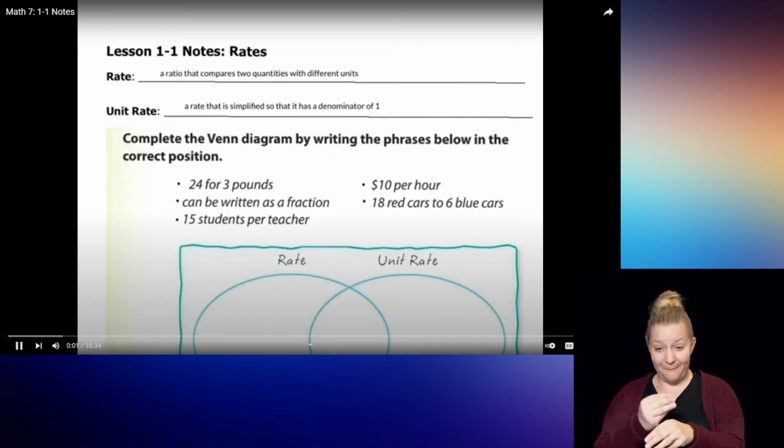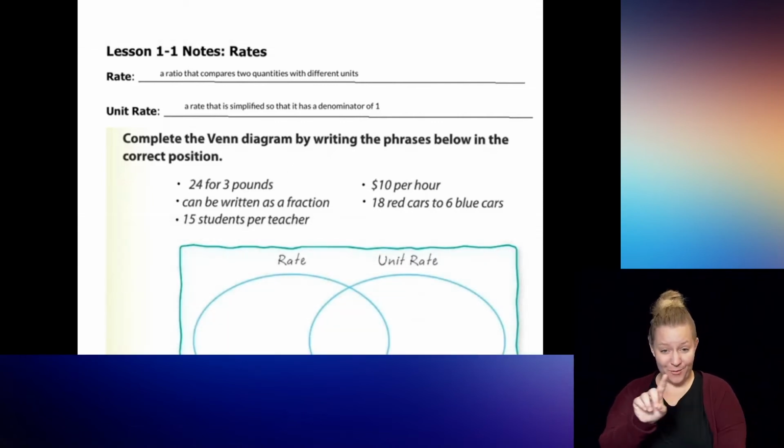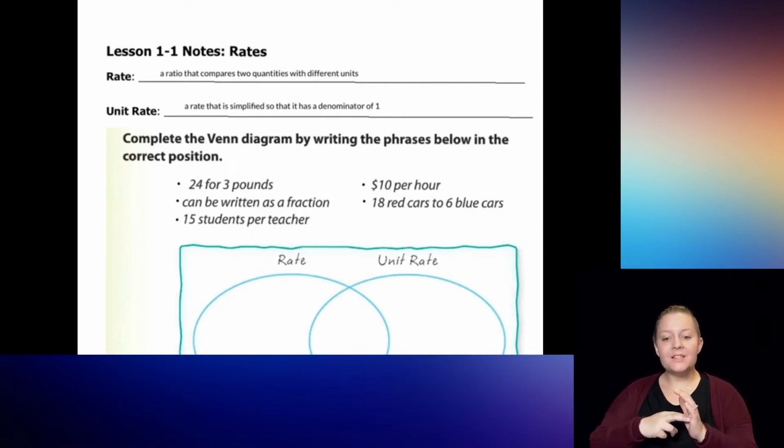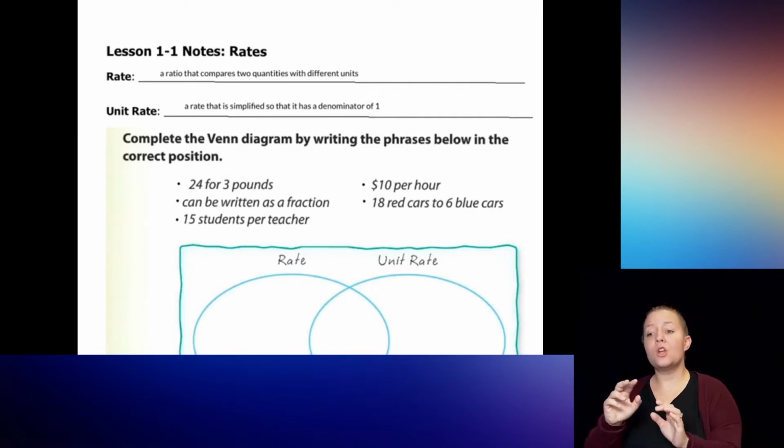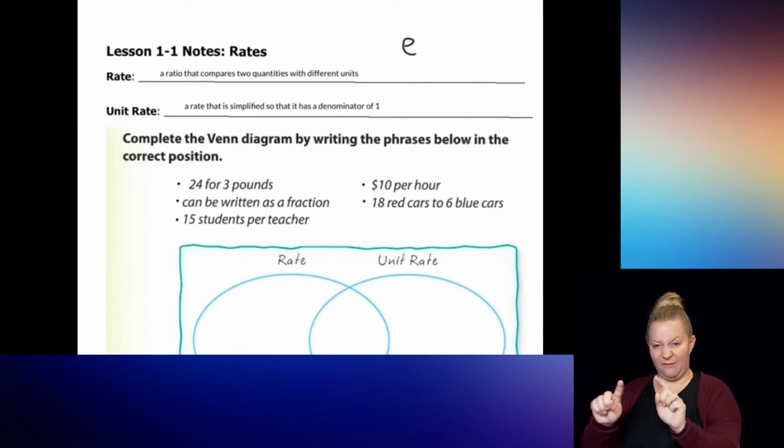Math 7, lesson 1, 1. Let's get going. So I've already defined these two for you to speed up this process, but basically a rate, whenever you hear us talk about a rate, it's just a ratio that compares two quantities with different units. So for example, I'm going to write an example off to the side.